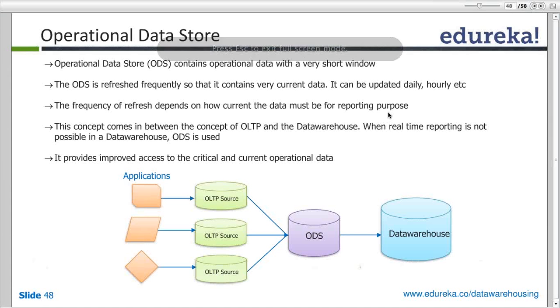By definition, the data warehouse is a time variant system which has historical data, and it's not updated daily. It keeps information only periodically, but ODS will have information which is current. So in the example I just pointed out, in a call center where they are taking customer queries, they want to look at the current data which is happening right now or just happened today.